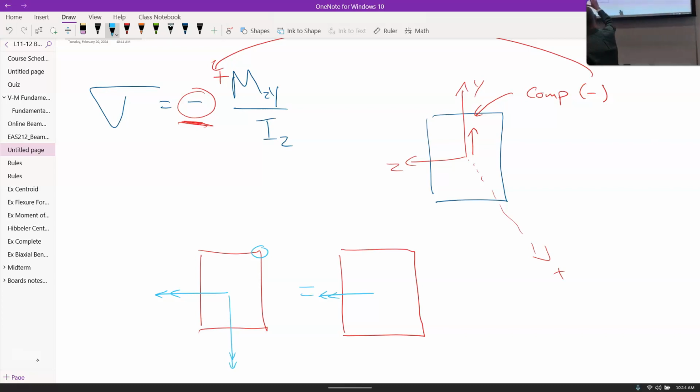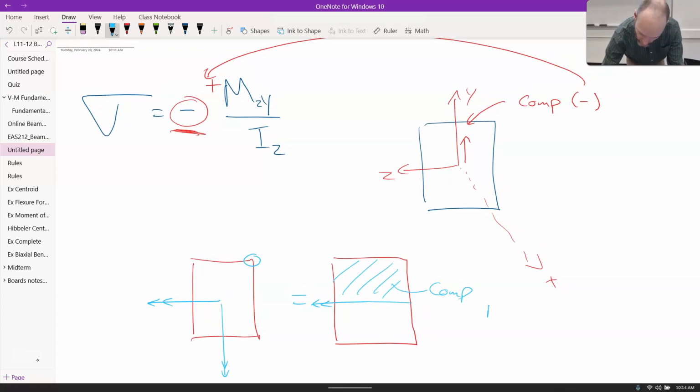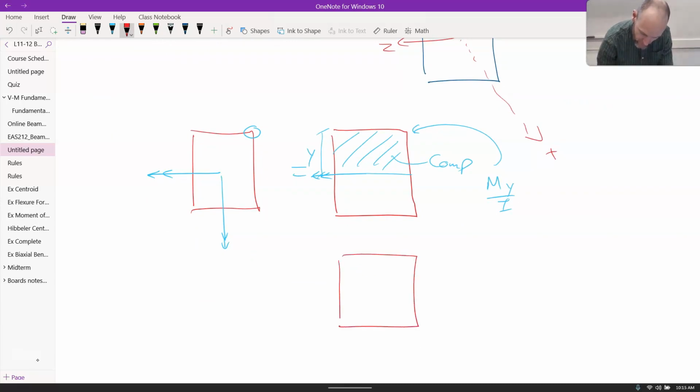For the first moment there, point your thumb in the direction of the arrow, and your fingers curl to the compressive side. So this whole top half is in compression. The component to that is going to be M_y over I, the magnitude at that location, with this being your y. Then I look separately at the second condition: I've got this moment down here. I point my thumb in the direction, and compression is on that side. So this whole side of my member is in compression, and so this here is in tension.